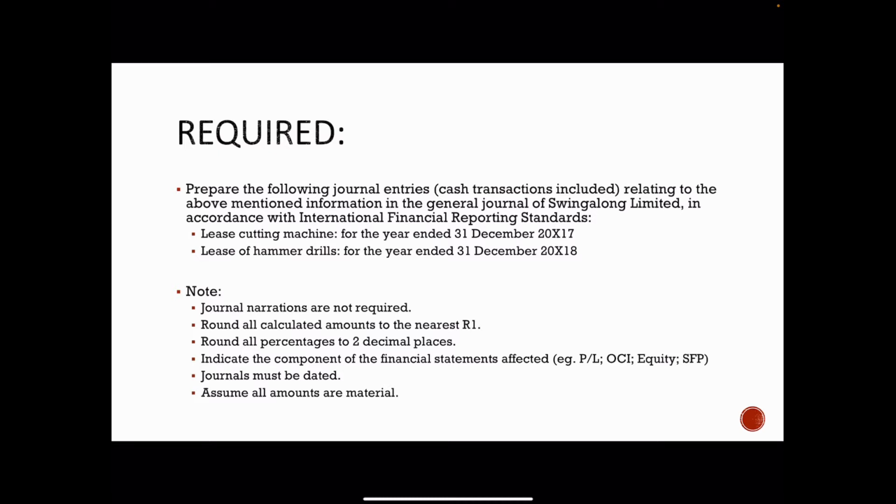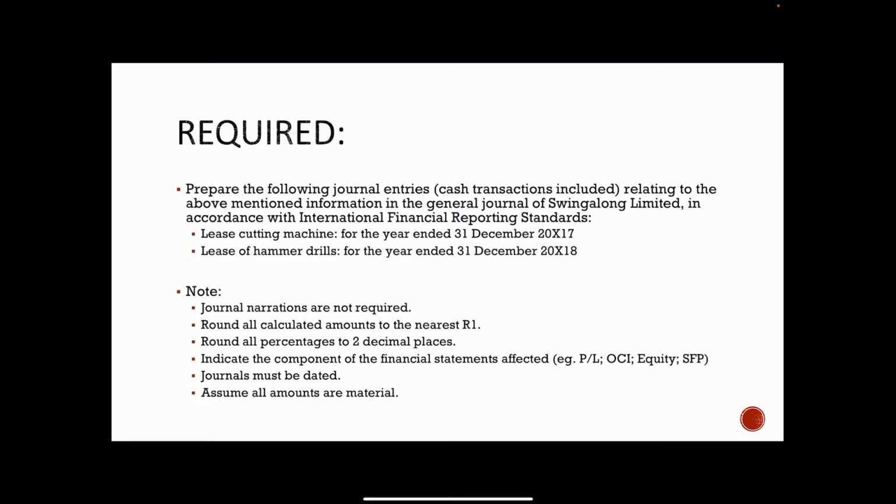The lease of the cutting machine for the year ended 31 December 2017 and the lease of hammer drills for the year ended 31 December 2018. So we know we are going to do two sets of journals, one for 2017 of the cutting machine and one set of journals for 2018 for the lease of the hammer drills. In the note, they tell you that journal narrations are not required.